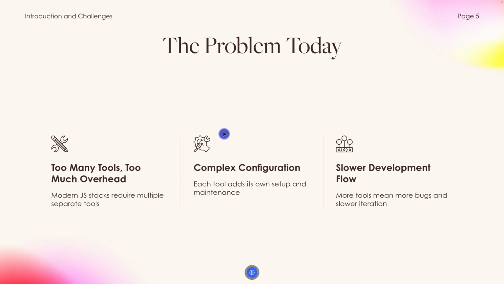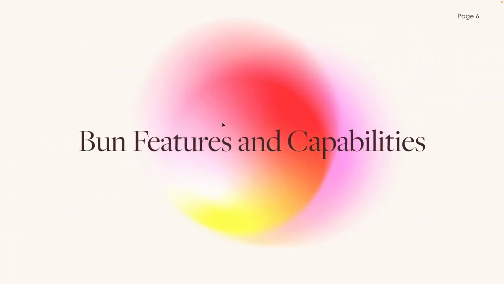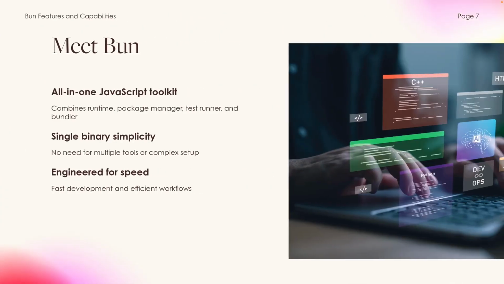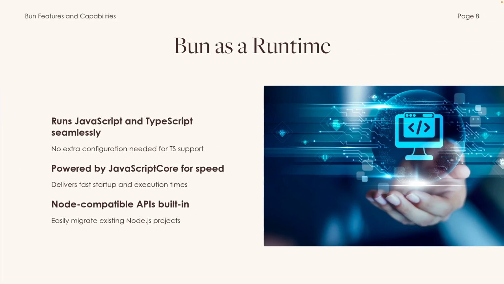Bun is pretty fast. If we talk about Bun, the most important feature and capability is that it is an all-in-one JavaScript toolkit that combines runtime, package manager, test runner, and bundler. Single binary simplicity. No need for multiple tools and complex setup. Okay, that's good because we are living in 2026 where we are simplifying things. It runs JavaScript and TypeScript seamlessly.